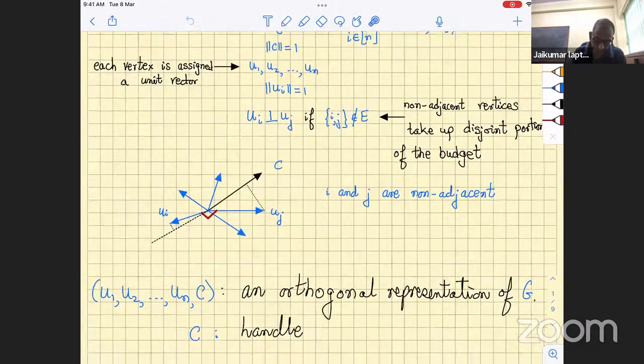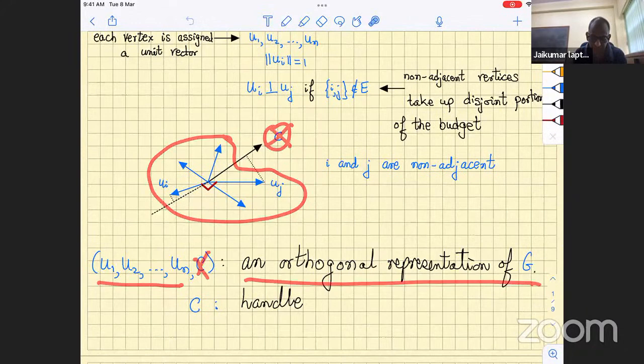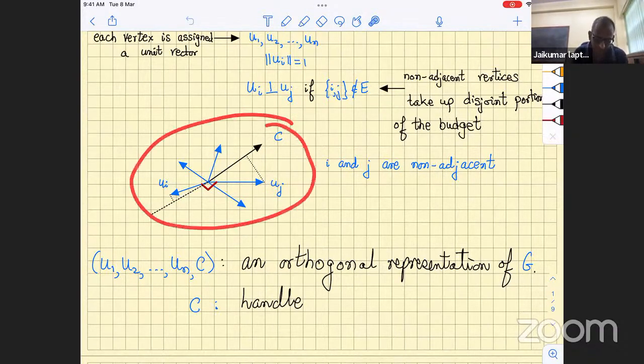Such a representation of vectors, actually traditionally C is not included in this. This is called an orthogonal representation of G. That is, non-adjacent vertices have been assigned orthogonal unit vectors, and this particular vector with whom they are all making a good component is called the handle. This is the terminology used in the book, and I may or may not use it when we talk about the Shannon capacity of other graphs.